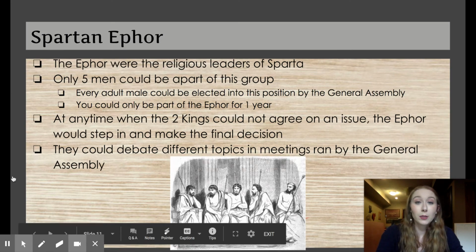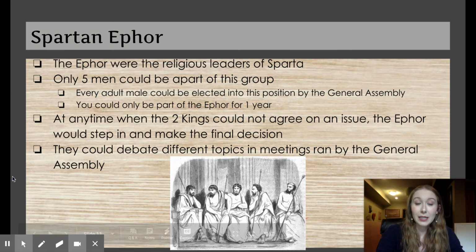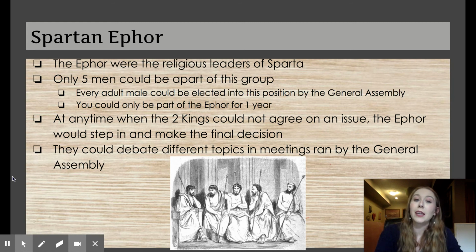The final group of the Spartan government is the Aphors. And the Aphors, they're the religious leaders of Sparta, the top religious leaders. There's only 5 of them, and they only get to serve for 1 year. So once they're elected by the General Assembly, they only get to serve 1 year.